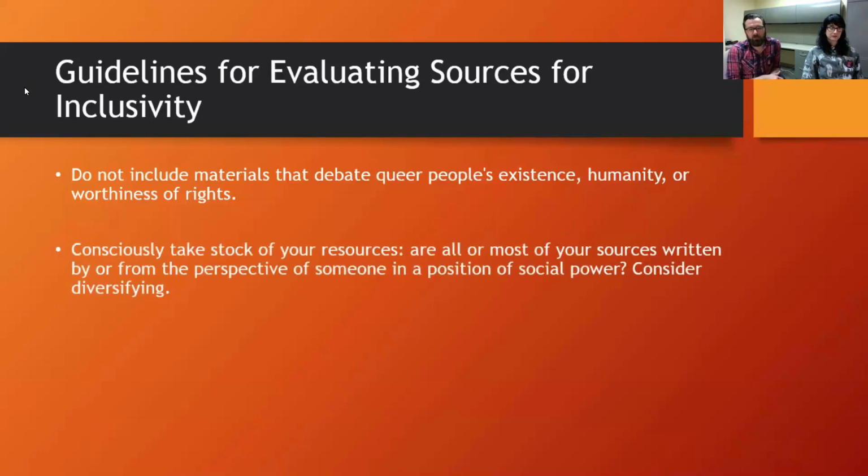The next one is to consciously take stock of the resources that you've decided to use. I think the biggest way to ask this question is, are all or most of your sources written by or from the perspective of someone in a position of social power? It's not to say that you can't use things by a straight, white, rich Christian man, sure, go for it. But make sure that that's not the only source and the only perspective that you're using. That does allow all of your students to understand that they're here, they're getting something, and all of their perspectives are respected. Good.